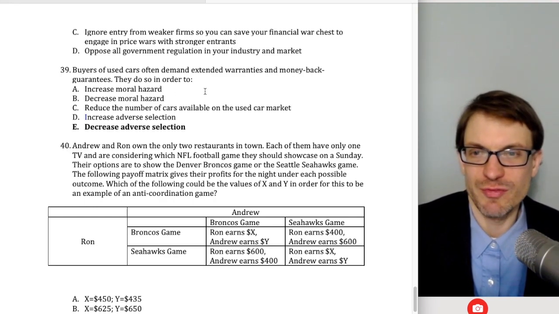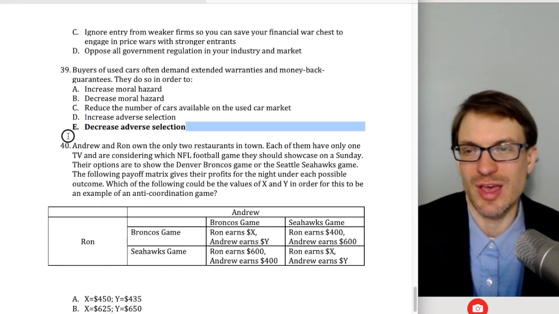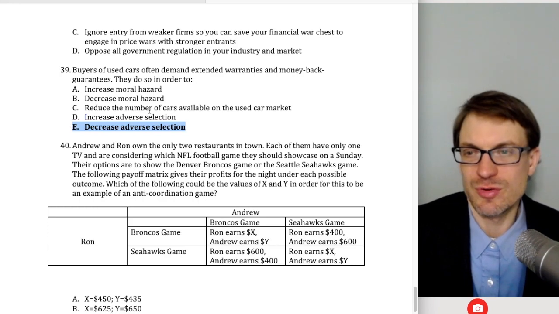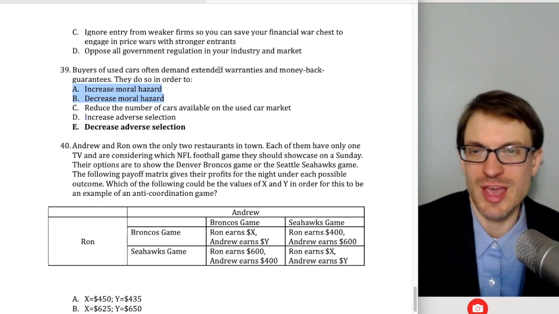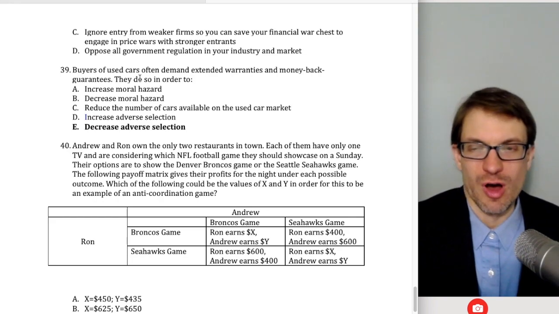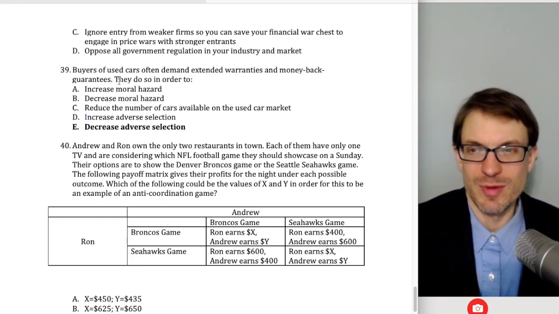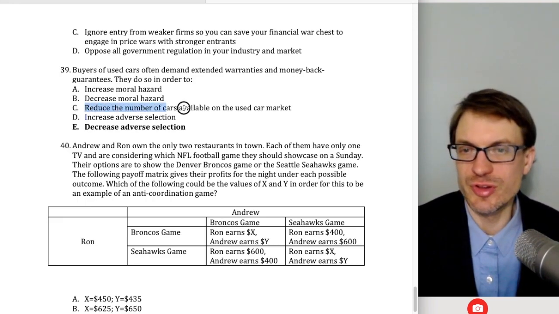Buyers of used cars often demand extended warranties and money-back guarantees. They do so in order to decrease adverse selection, right? Decrease adverse selection. Not increase moral hazard, not decrease moral hazard. It didn't have anything to do with moral hazard. The idea here is that a seller willing to offer a warranty or a money-back guarantee presumably has a car of higher quality, right? Reduce the number of cars available? Nope.